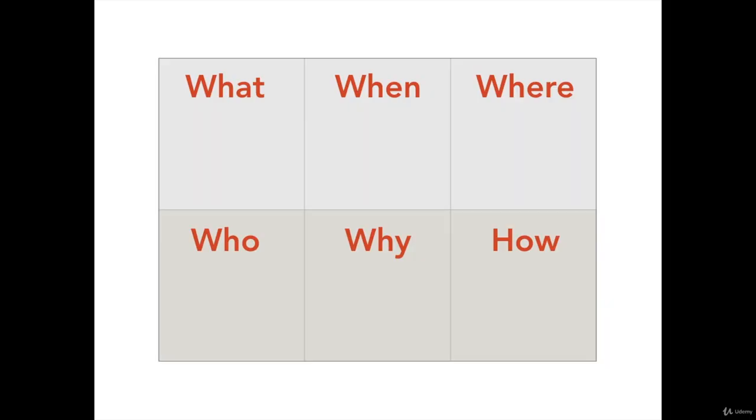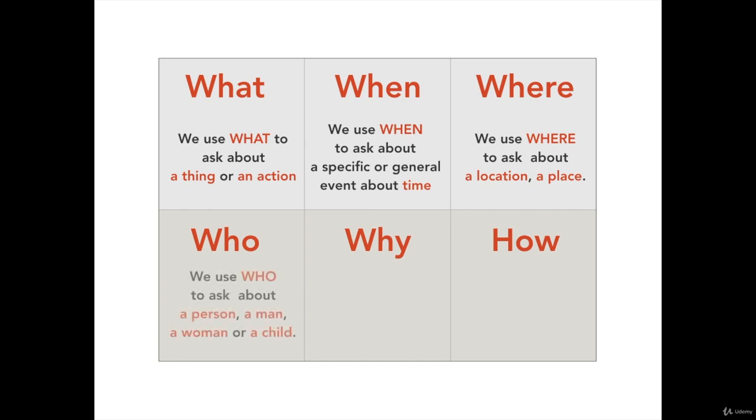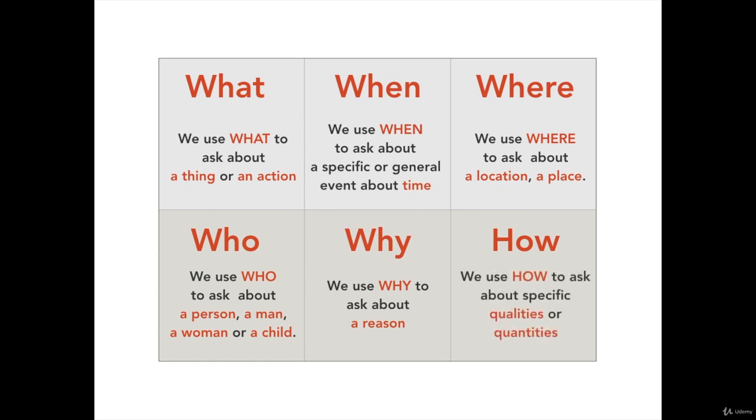What? We use what to ask about a thing or an action. When? We use when to ask about a specific or general event about time. Where? We use where to ask about a location, a place. Who? We use who to ask about a person, a man, a woman, or a child. Why? We use why to ask about a reason. And how? We use how to ask about specific qualities or quantities.